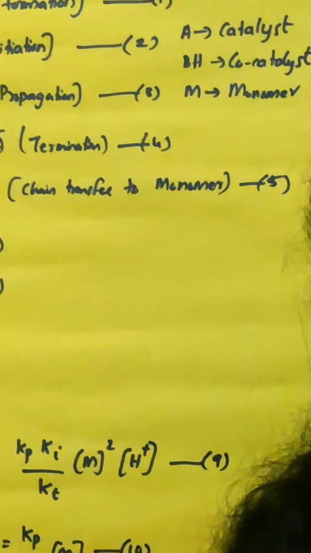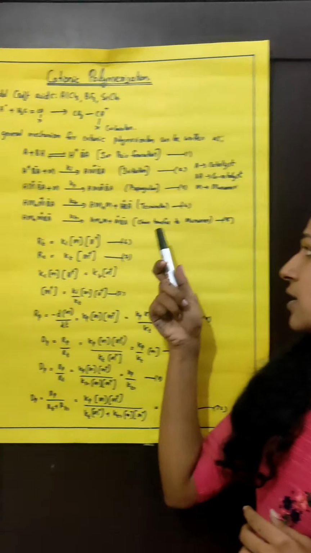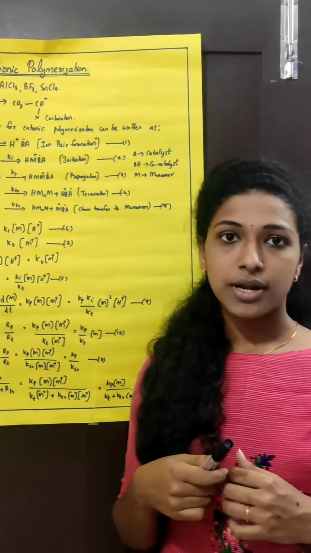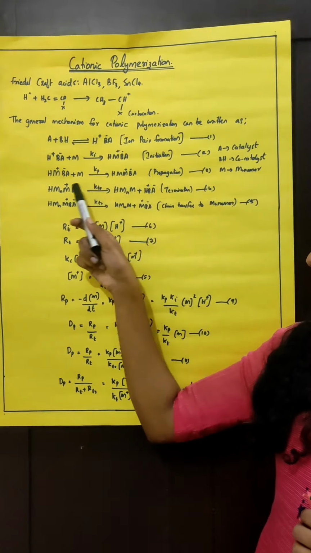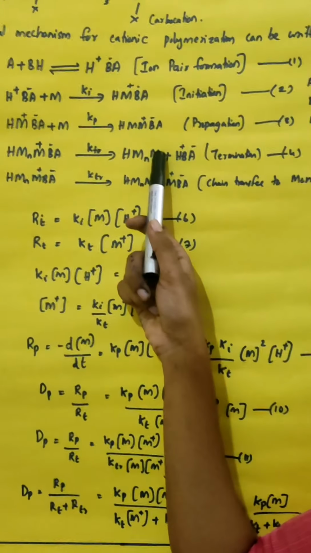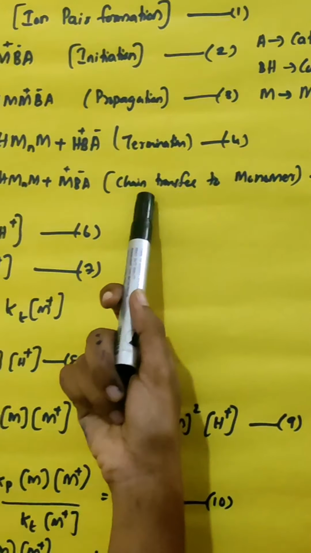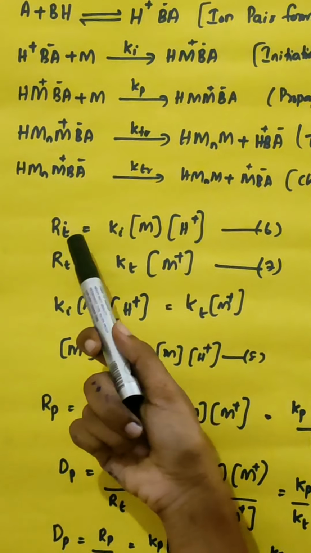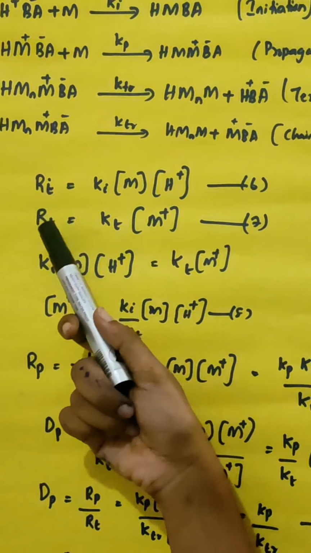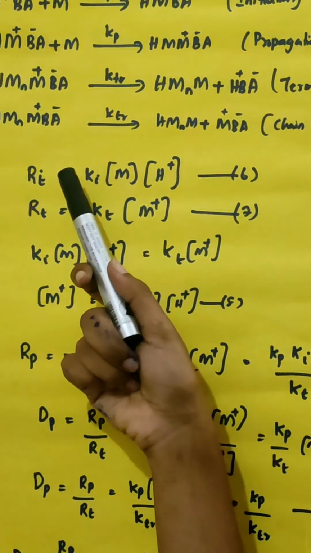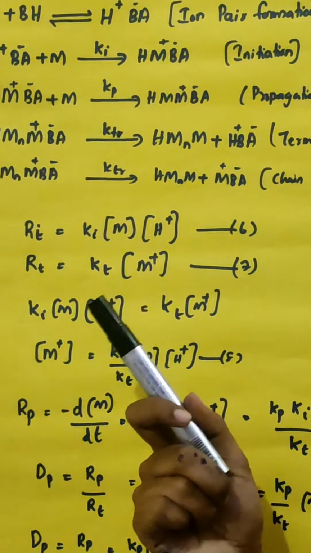Next, in termination, there are two types of termination: simple termination and chain transfer to monomer. This is the simple termination step, and in this one a chain transfer occurs. Next we can see Ri, Rt and Rp. These are the rates of the initiation, propagation and termination reactions.